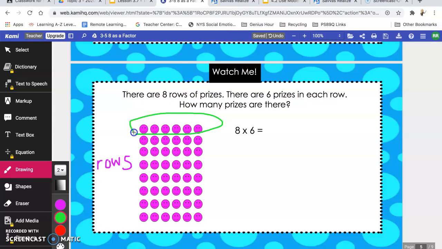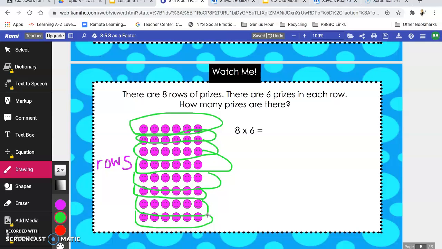So, 1, 2, 3, 4, 5, 6, 7, 8. What I can do now is, now that I have an array, I can add all of the smiley faces up.